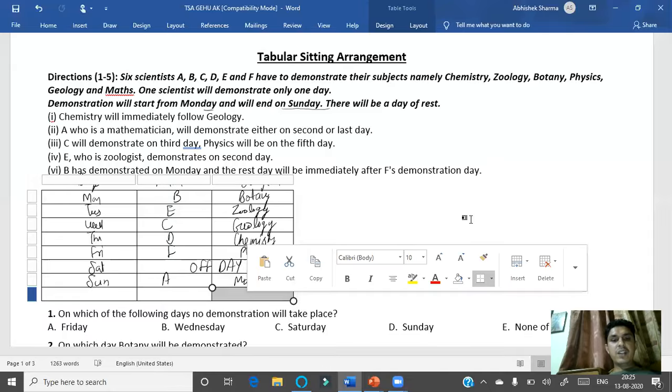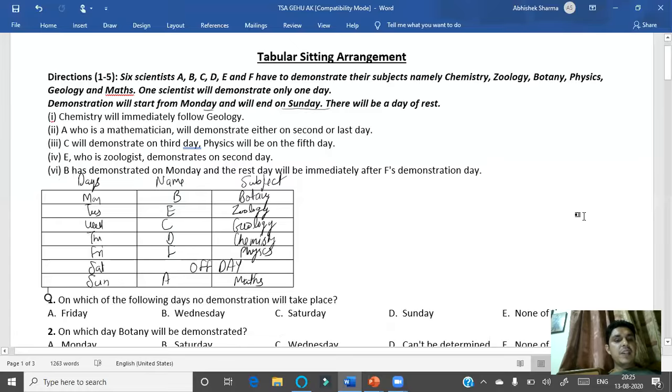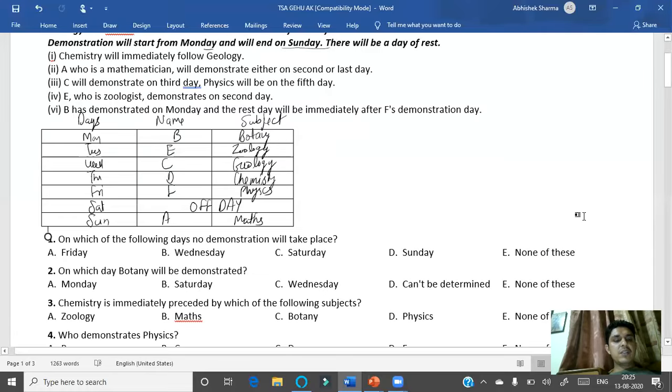Like if we check the available questions, like the question is, on which of the following days no demonstration will take place? So friends, answer is very simple. The answer will be Saturday. C will be the answer. If we check second, on which day botany will take place, so botany will be taking place on Monday. Thereafter, chemistry will be immediately preceded by which of the following subjects? So chemistry preceded by physics, so answer will be D here.